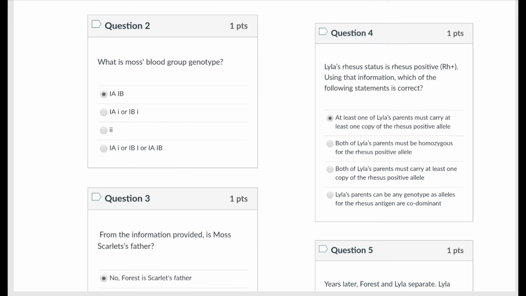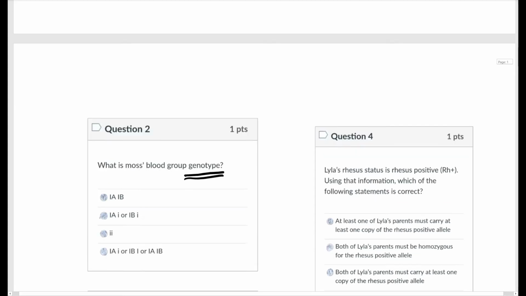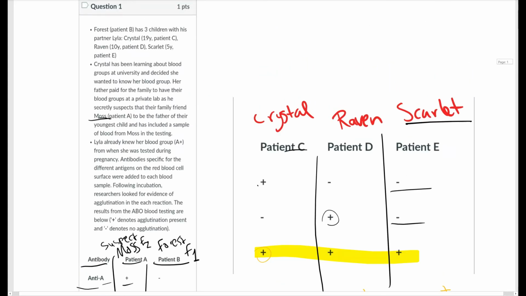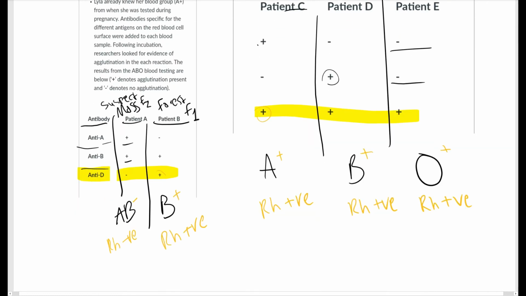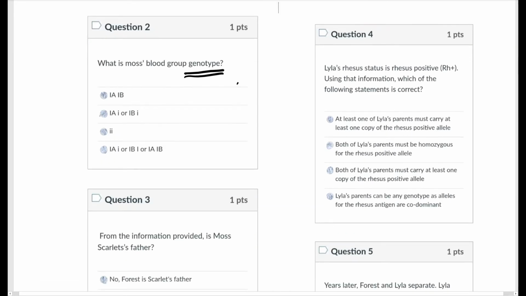Now, if we continue to question 2, it asks us, what is most blood group type genotype? So we are now looking deeper into blood group types, and we're going further into genotypes. So if we go back to the original question, the first question, Moss is actually patient A. So his blood group type was AB minus. So he's AB minus.